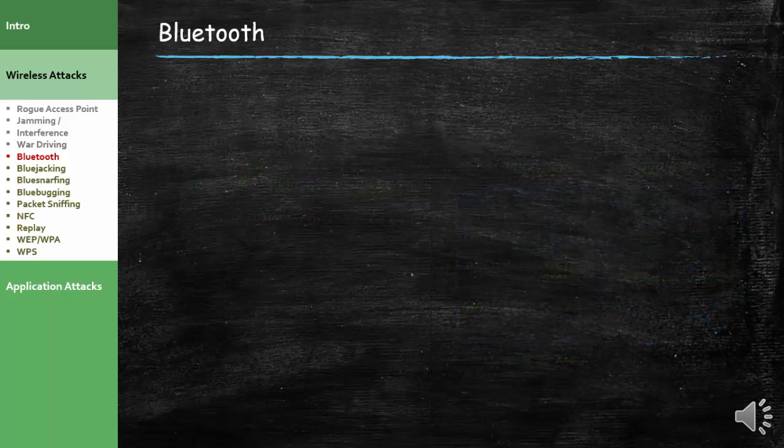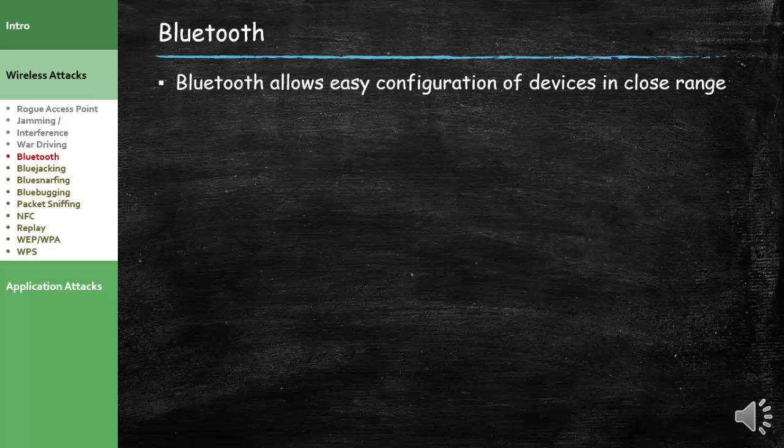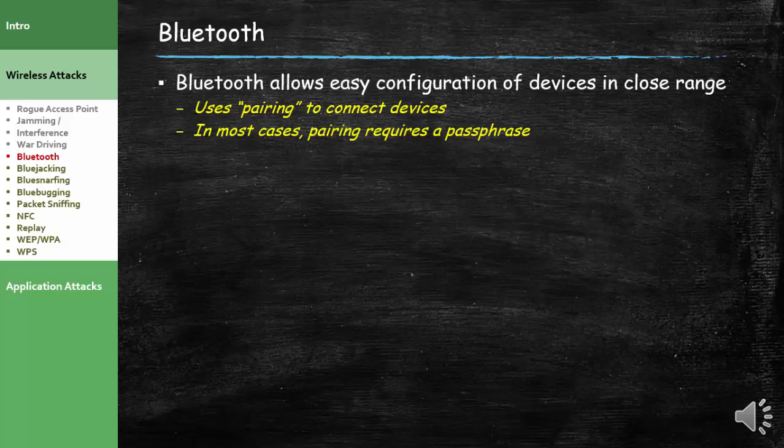We're going to switch gears here a little bit and talk about Bluetooth. So Bluetooth is obviously a wireless technology; I think most of you are probably familiar with what Bluetooth is. We have two devices and they want to communicate. Usually this is close range, so you can pair two devices. We use the term pairing to talk about connecting two devices. In most cases when you're pairing devices, you have to have a passphrase in order to connect the two together. So you have to put in some kind of passphrase to pair these two devices.